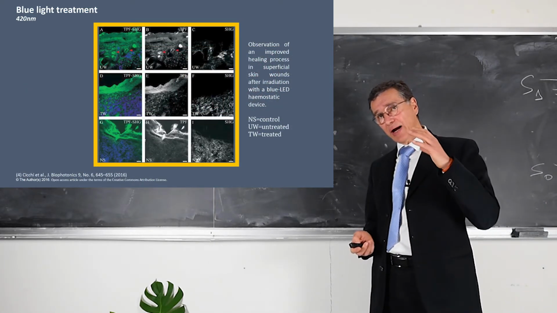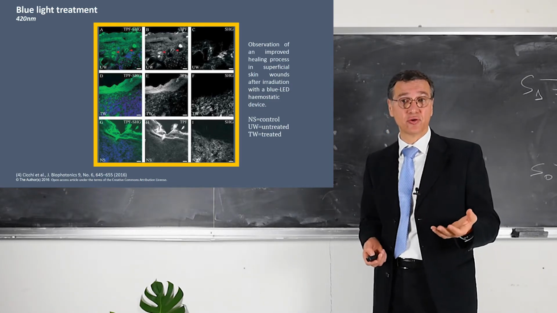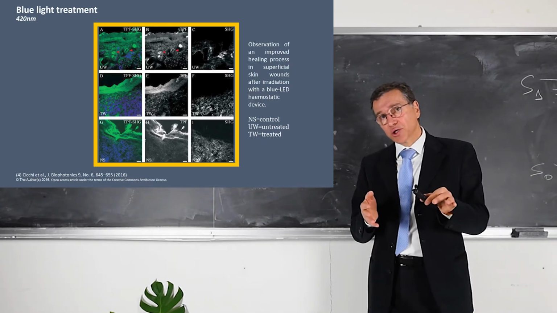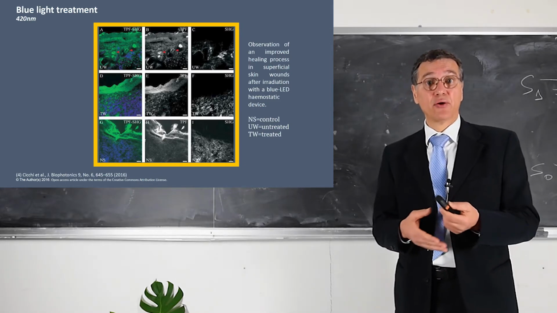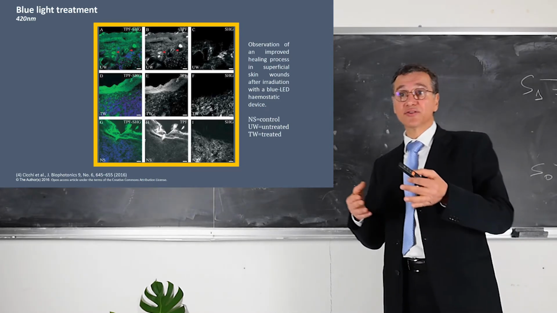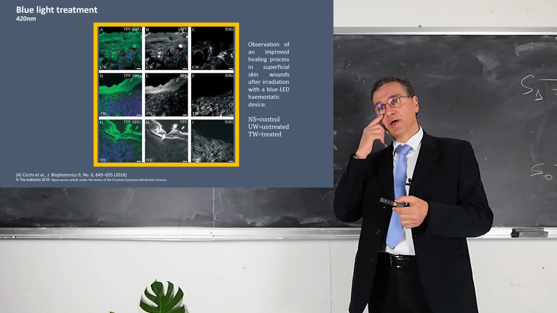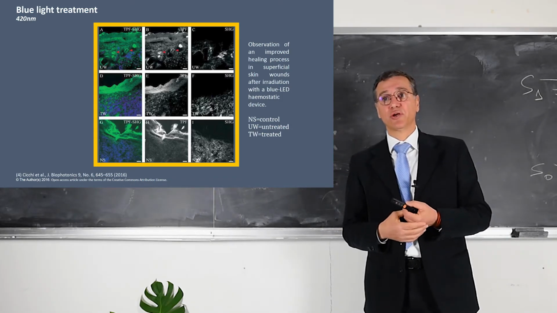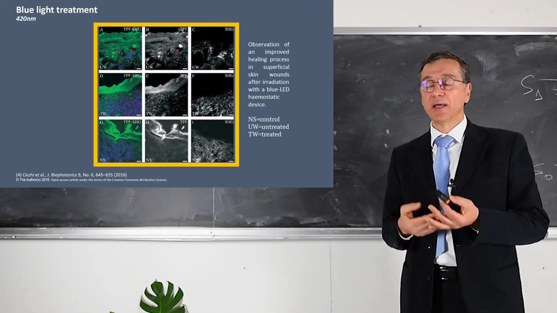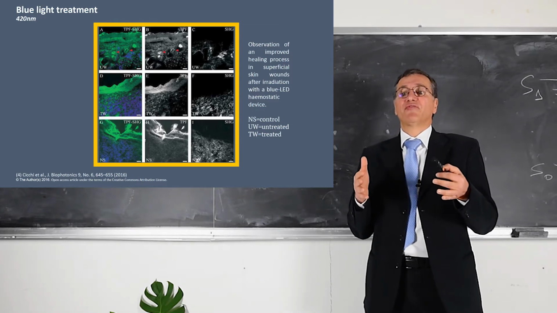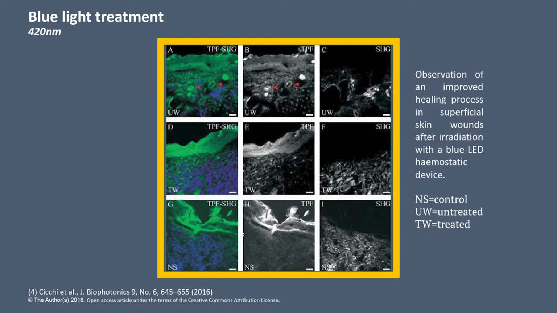And if we analyze the same tissues by using a two-photon microscope, we see that the structure of the cells, because here we have cellular resolution, and the structure of the collagen in the treated tissues is much more similar to the control than the untreated one. So that means that wound healing at 420 nanometer is going to affect the morphology, the distribution, the cytoarchitecture, let me say, of the tissue and the structure of the collagen.